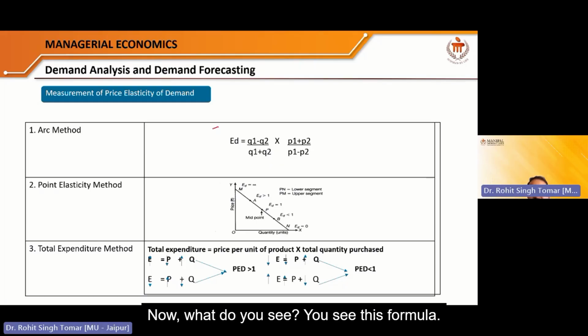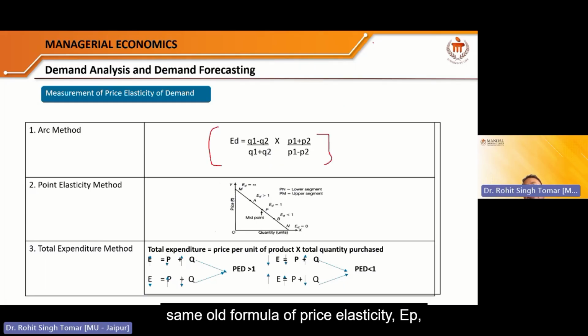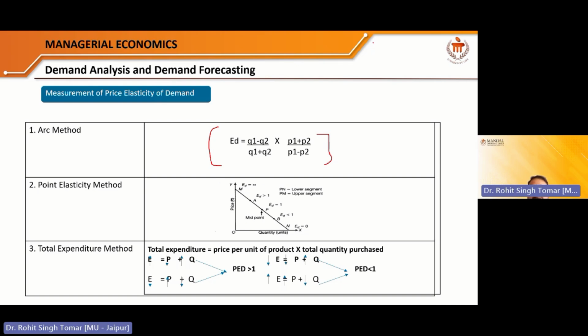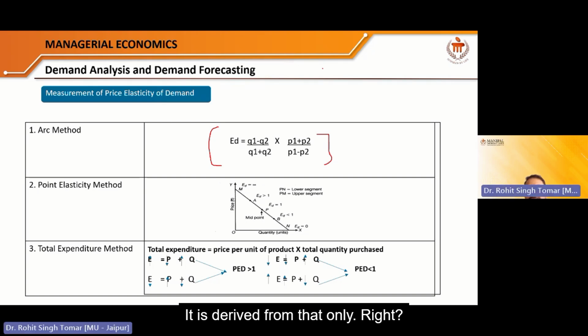Now, what do you see? You see this formula. You may be thinking this is a very tough formula. No, sir. It is a very simple formula. This formula has been derived from the same old formula of price elasticity, EP, where elasticity says the percentage change in quantity with respect to percentage change in price. It is derived from that only, right?